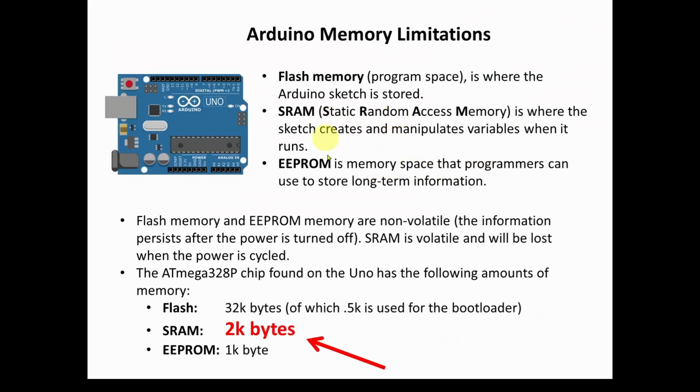So here is a discussion of some of the types of memory on the Arduino. We'll go through this fairly quickly. You can see flash memory, which is program space where you write your sketch. That stores the Arduino sketch. There's also static random access memory, which is SRAM. And that is where the sketch creates and manipulates the variables when it runs. So in other words, we're going to store those 500 samples in a big array, and it's going to be stored in SRAM, or static RAM. So we're going to make sure we have enough SRAM space on the Arduino to store those 500 samples.